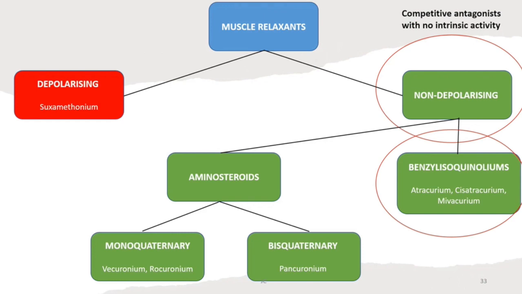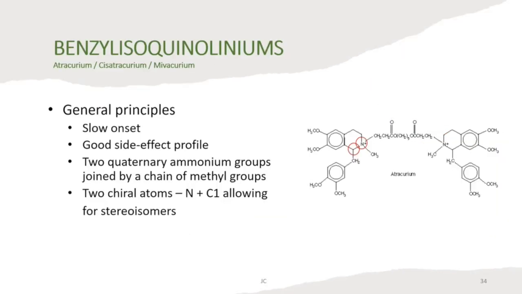Right, so the next group then are your benzylisoquinoliniums, and this is atracurium, cisatracurium, and mivacurium. General principles for these drugs: they're very slow onset. They have a good side effect profile. They have 2 quaternary ammonium groups, as shown. They're joined by a chain of methyl groups, and they've got these 2 chiral atoms, which are circled there in the diagram, and they're at either end.